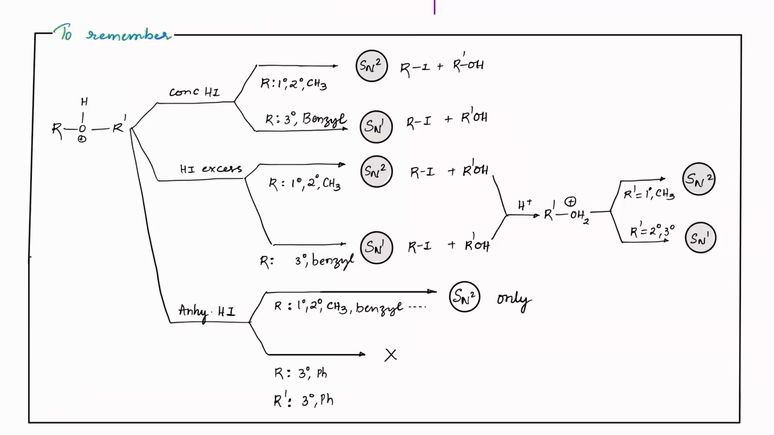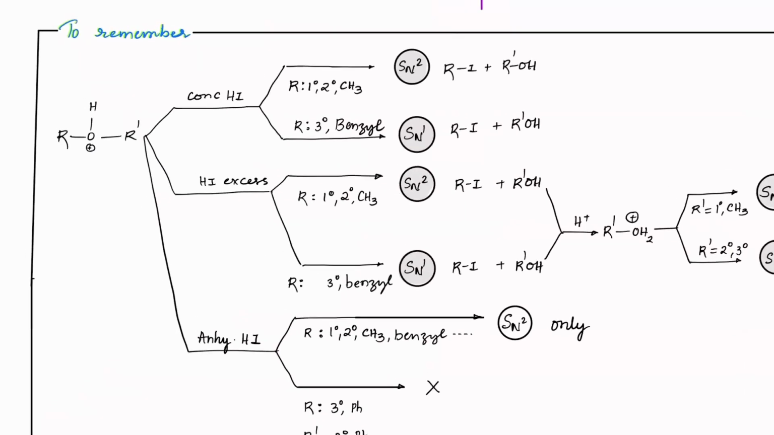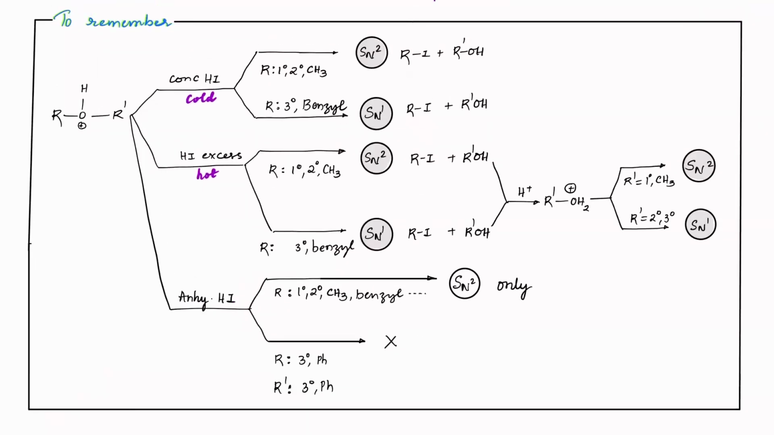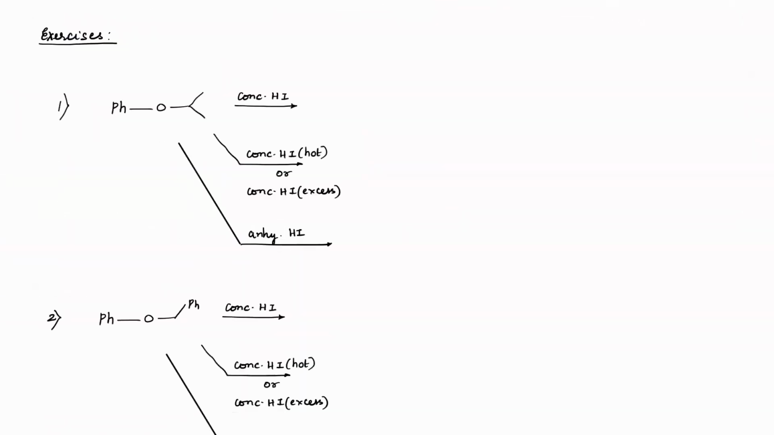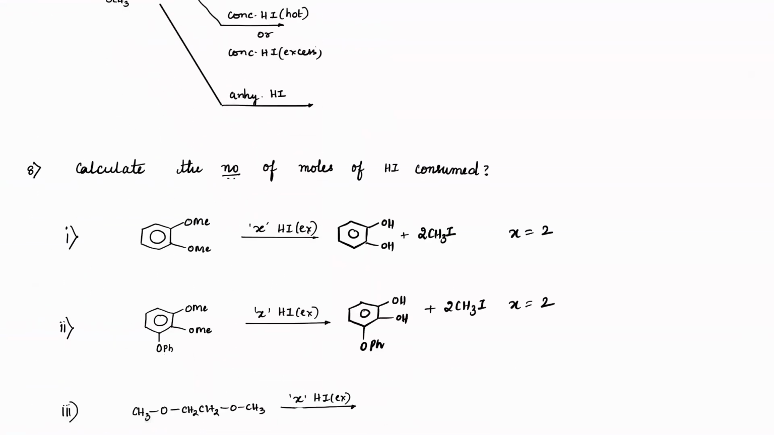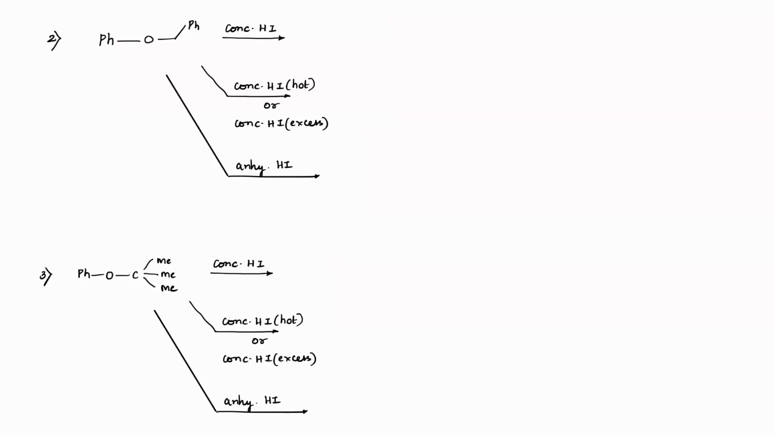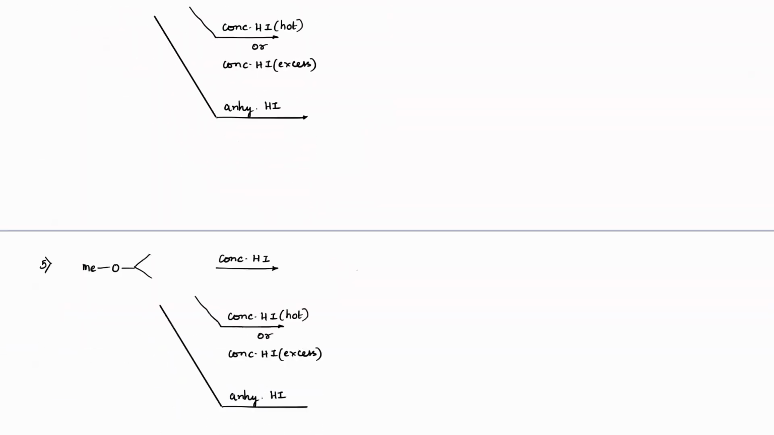This is a table given just for you to remember in which case what will happen. If you have concentrated, by the way, concentrated HI is same as cold conditions here. This is hot condition here. And this is an anhydrous condition here. Correct? Right. I have given you some exercise questions here. Question 1, 2, 3, 4, 5, 6, 7, 8. Up to this, you would try it on your own. See in excess condition, hot condition, cold condition, what are the products you will get. Okay.